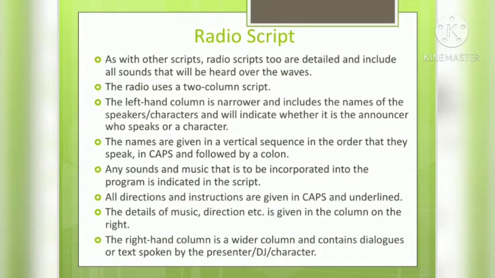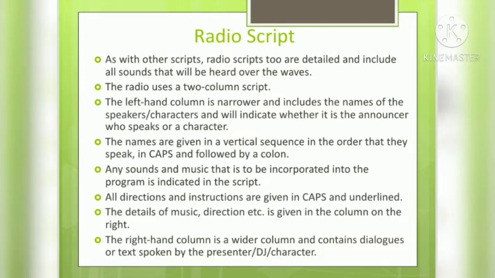All directions and instructions are given in caps and underlined. So in a radio script, the instructions are given in capital letters and they are also underlined. The details of music, direction, etc. are given in the column on the right. We've already discussed that the radio script has two columns, while the left-hand column includes the names of speakers and characters, the right-hand column provides the details of music, direction, etc.